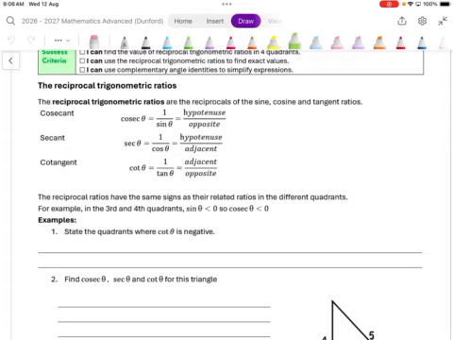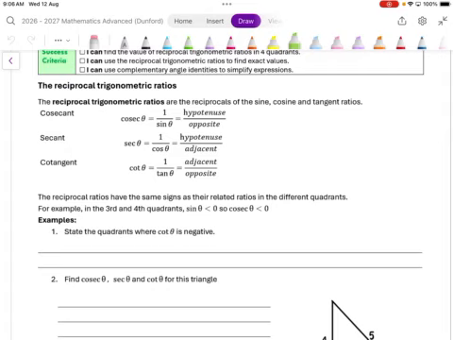We have that secant, which we just call sec. So sec theta is 1 over cos theta, which is our hypotenuse over our adjacent, because cos is adjacent over hypotenuse. And our cotangent, which we just call cot theta, is 1 over tan theta, which is our adjacent over our opposite, because tan is opposite over adjacent.